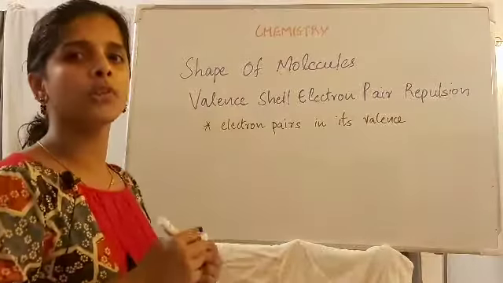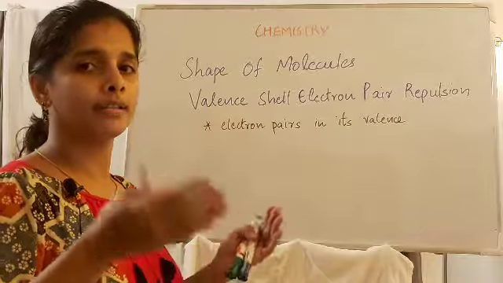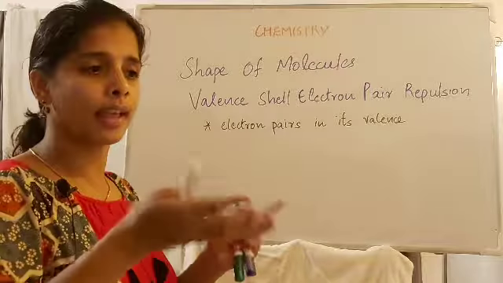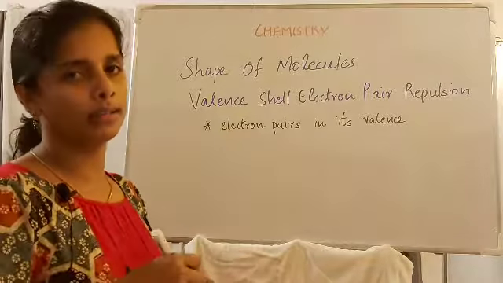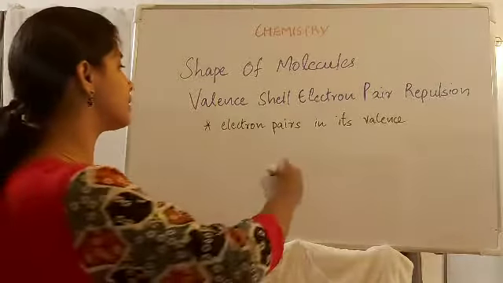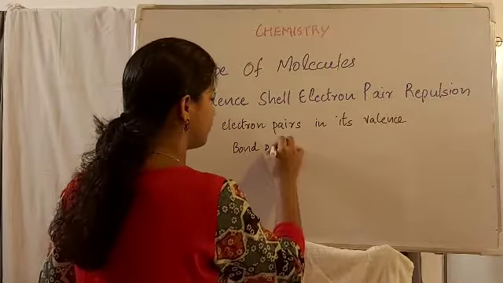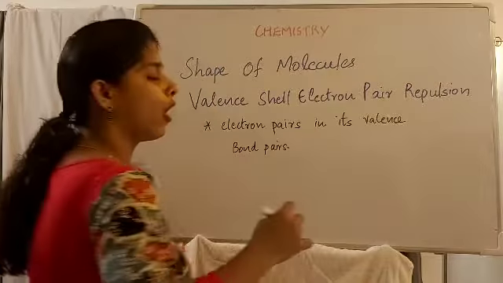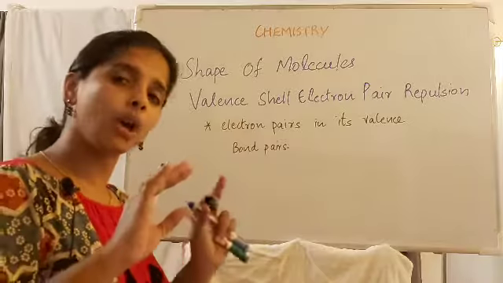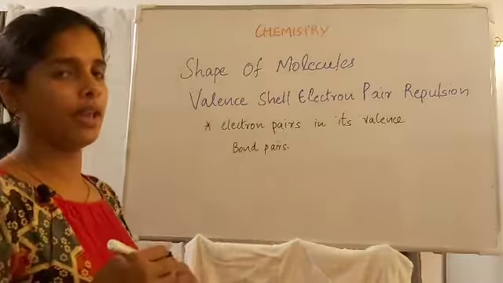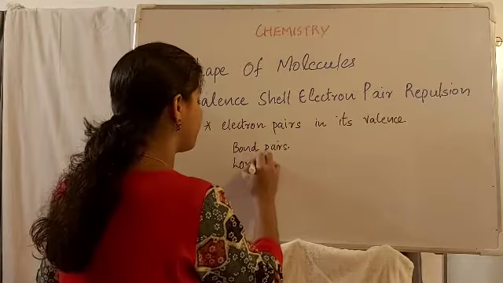There are two types of electron pairs. One is the electron pair that has been combined with or bonded to another element. Such electron pairs are known as bond pairs. Also, there are certain electron pairs that have not participated in bond formation, and such electron pairs are known as lone pairs.